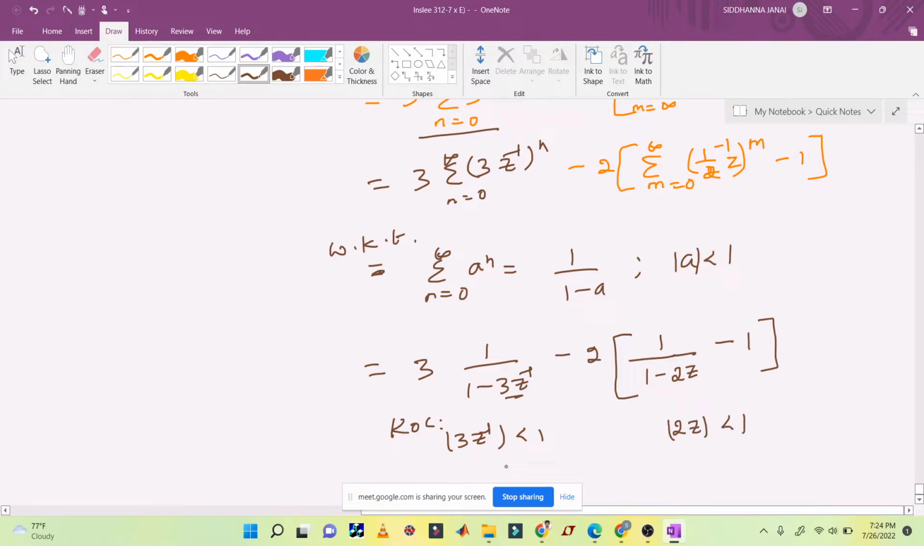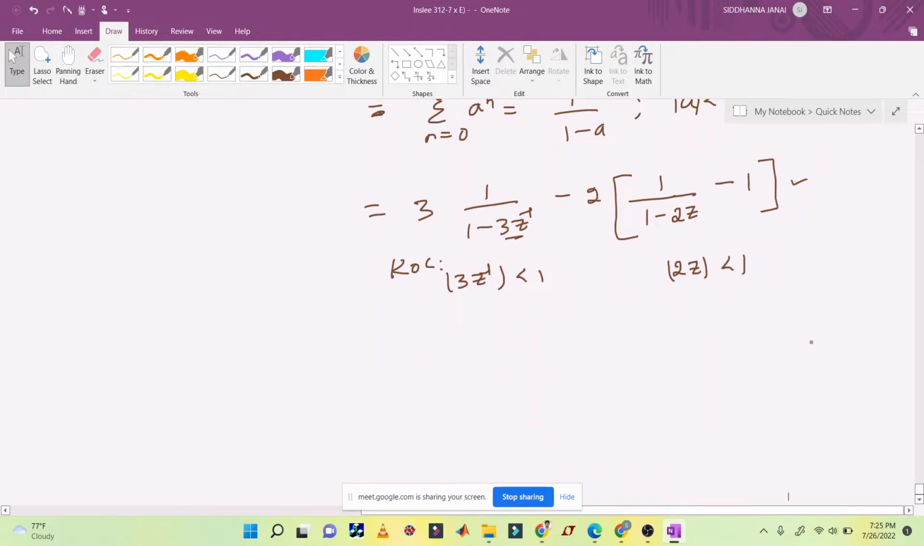So you are clearly seeing the difference, right? 3z inverse is less than 1, 2z is less than 1. This simplification part is left for doing later. Okay, now the only thing we are left with is to calculate ROC. Simplification can be done however. Now to calculate ROC, this you have to do in rough work.